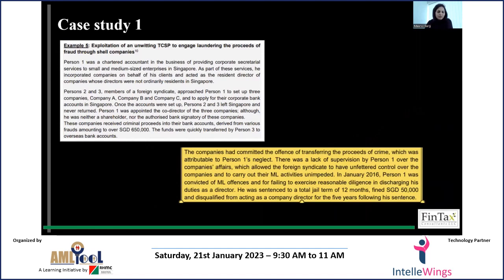Let me read out and summarize the response to this case study. The companies had committed the offense of transferring the proceeds of crime, which was attributable to person one's neglect. There was a lack of supervision by person one over the company's affairs, which allowed the foreign syndicate to have unfettered control over the companies and to carry out their money laundering activities unimpeded. In January 2016, person one was convicted of money laundering offenses and for failing to exercise reasonable due diligence in discharging his duties as a director. He was sentenced to a total jail term of 12 months, fined Singapore $50,000, and disqualified from acting as a company director for the 5 years following his sentence. So, as from the poll, some of the answers you can probably relate to the result of the case study.